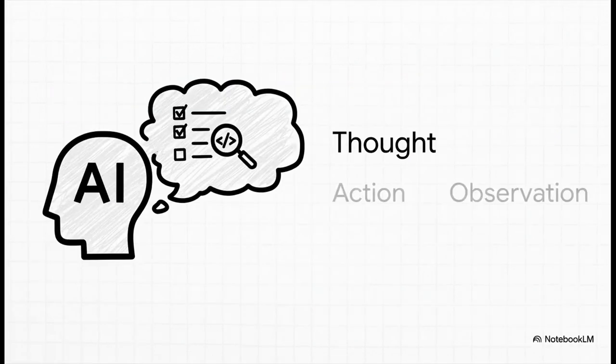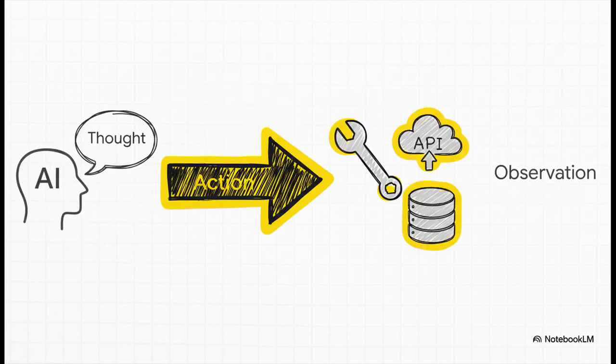So how does it work? Well, it's a loop, and it starts with a thought. This is basically the AI's internal monologue, where it figures out a plan. It might think something like, okay, I need to check this project's dependencies for any known security vulnerabilities. Then, based on that thought, it performs an action. And the action is a command that it sends to a tool. It might look something like this command here, telling a security scanner to check a requirements file. It's actually doing something out there in the real world, outside its own brain.